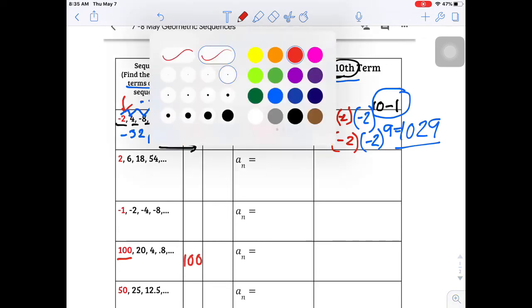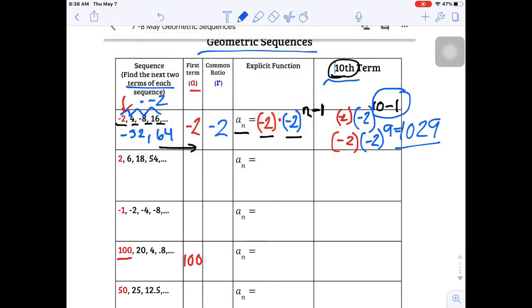The first term is 100. Then it went down to 20. So 100 divided by something is 20. 100 divided by 5 is 20. Yep, so the common ratio is 1/5, or is dividing by 5. You can type it in as 1/5, or you can also divide it by 5. So let's create our explicit function. I don't like saying divided by 5 because it really doesn't make sense, but divided by 5 is the same as 1/5. So the explicit formula is going to look like this.